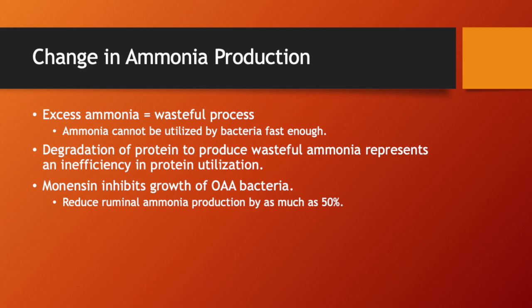Ammonia is in excess because it can't even be used by bacteria fast enough to go to producing their own proteins or producing DNA. So degradation of protein to produce wasteful ammonia represents an inefficiency in overall protein utilization. Monensin impacts this by inhibiting the growth of OAA bacteria. This reduces ruminal ammonia production by as much as 50%, which leads to less waste.